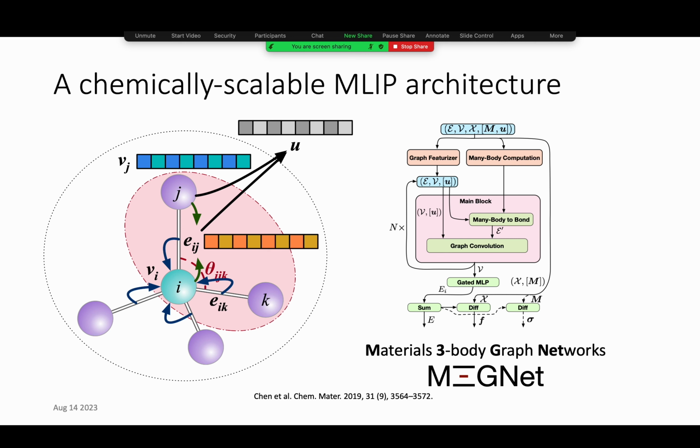And this is where we developed what we call the materials three-body graph networks. In other words, we take inspiration from traditional interatomic potentials, such as bond order potentials or tensor potentials. We include three-body terms in our graph neural network architecture, and then using this architecture, we are going to fit an interatomic potential for the entire periodic table of the elements, okay?